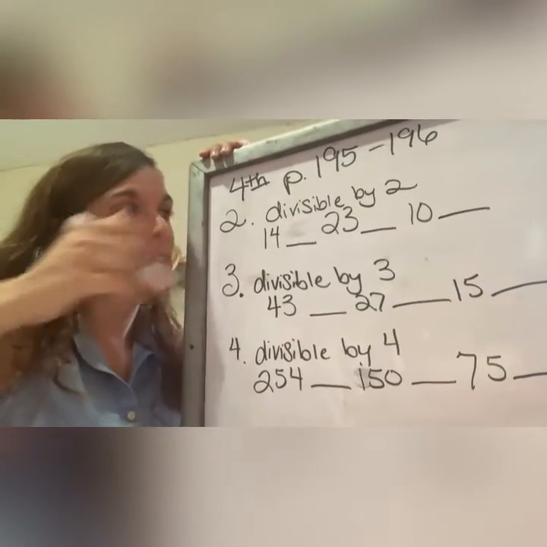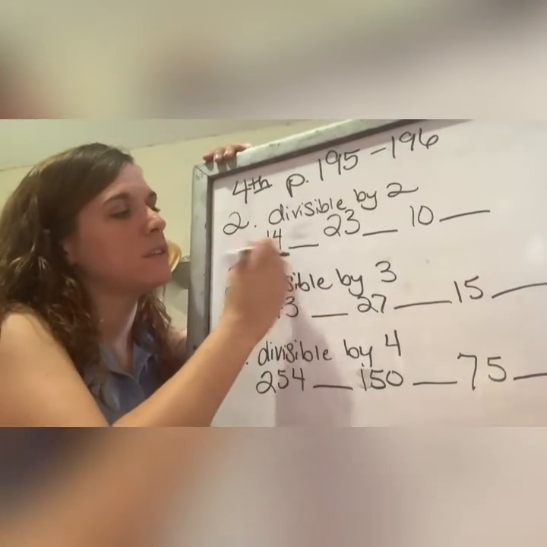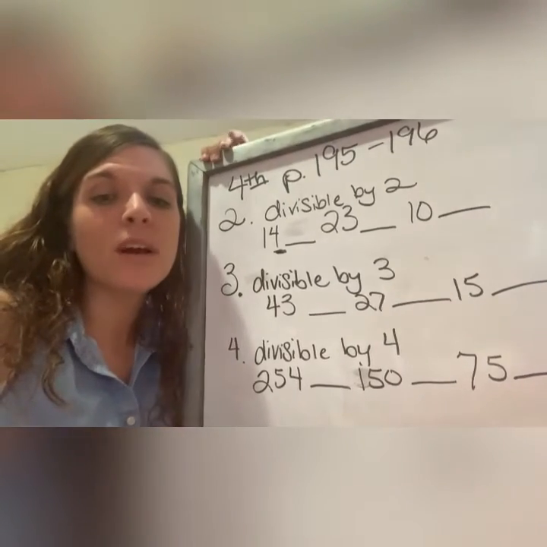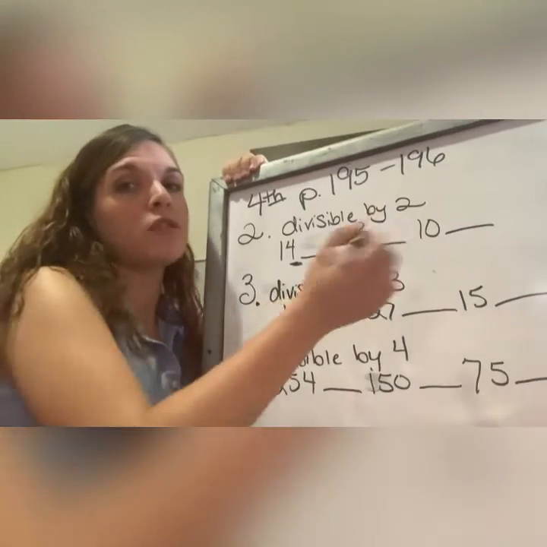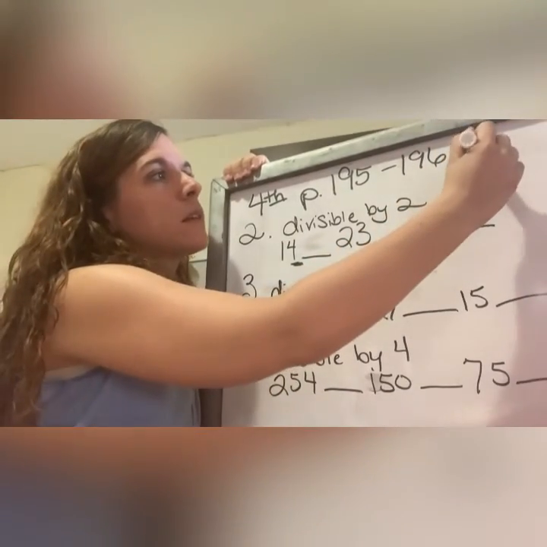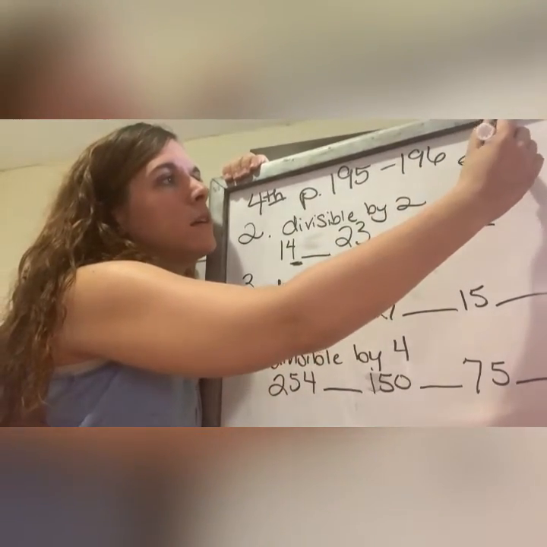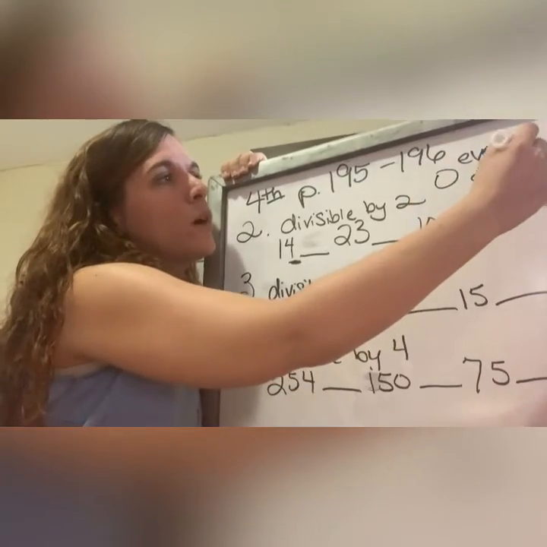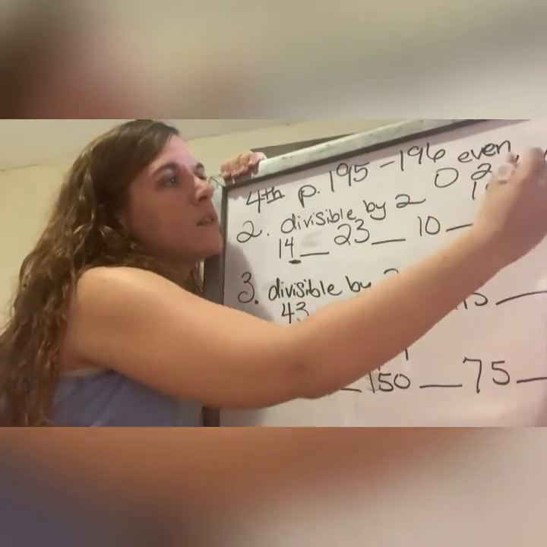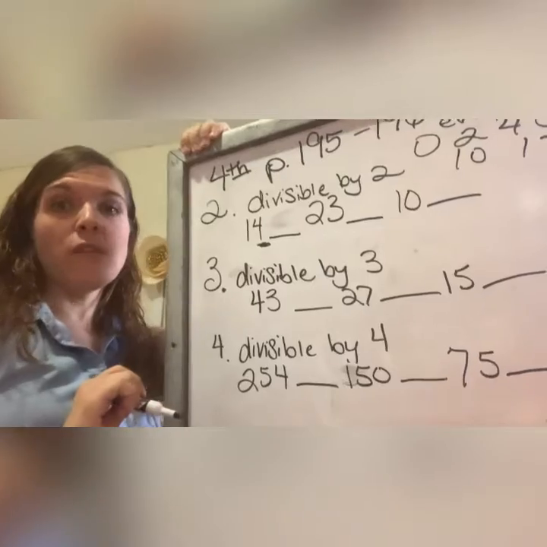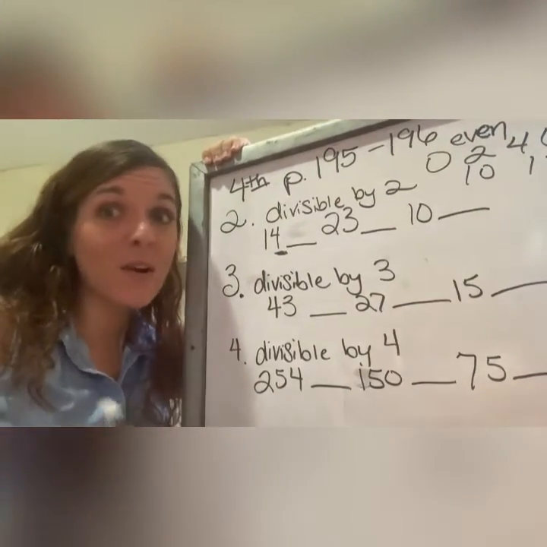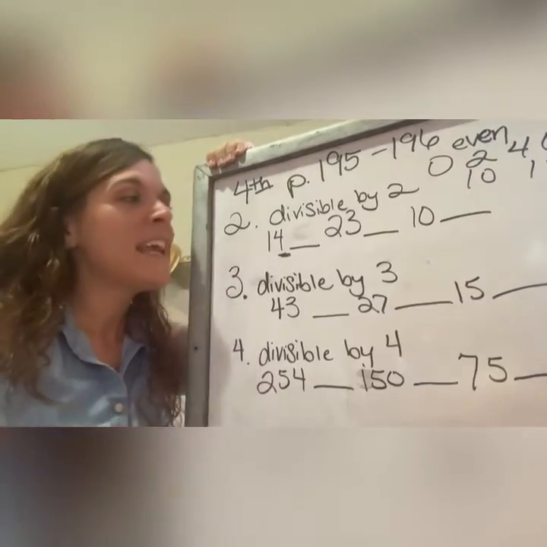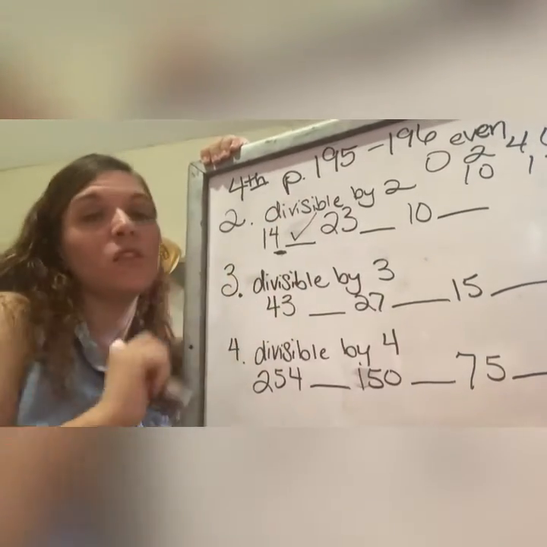Look at this number 14. Look at 4. Is 4 an even number or an odd number? Your even numbers are 0, 2, 4, 6, 8, 10, 12, okay? That 4, is it even or odd? It's even. If it's even, you can divide it by 2.